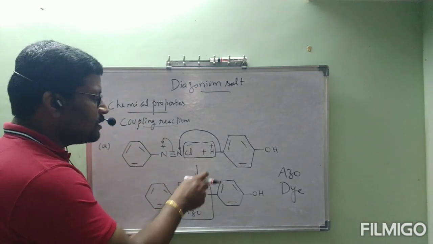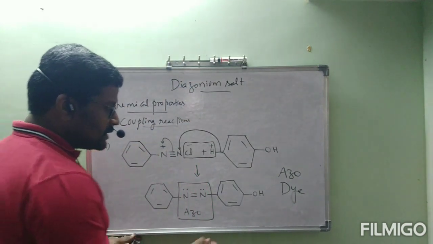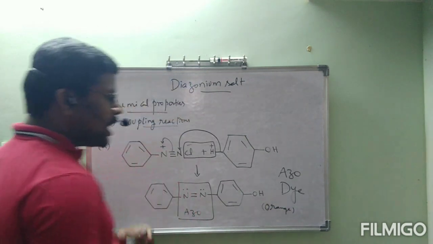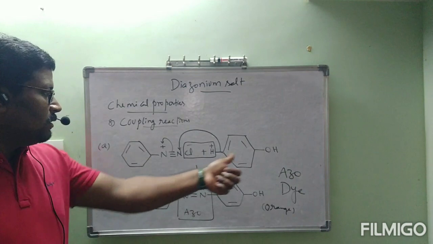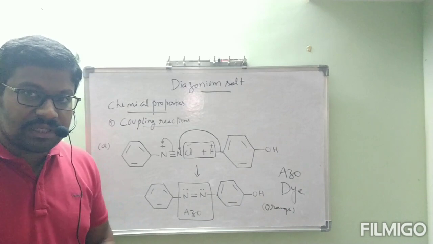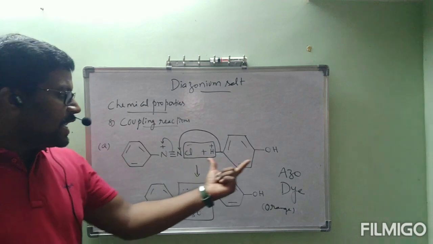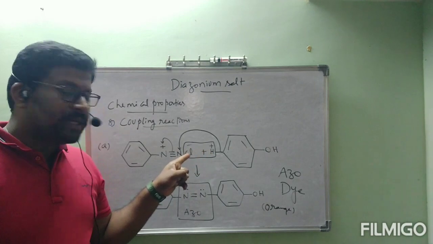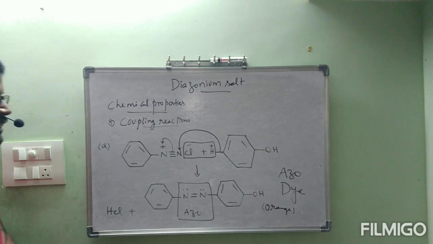This is the reaction with phenol. With phenol you will get, I hope, an orange color dye. This is one of the tests for phenol. I will explain the test later. First, what is the reaction? Observe carefully. Benzene diazonium chloride reacts with phenol. In the para position, hydrogen is there. That hydrogen and Cl minus will be removed as HCl, so plus HCl.